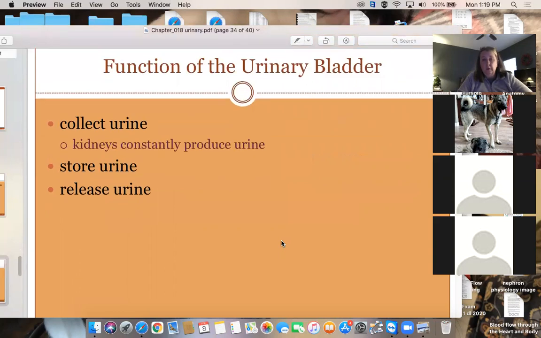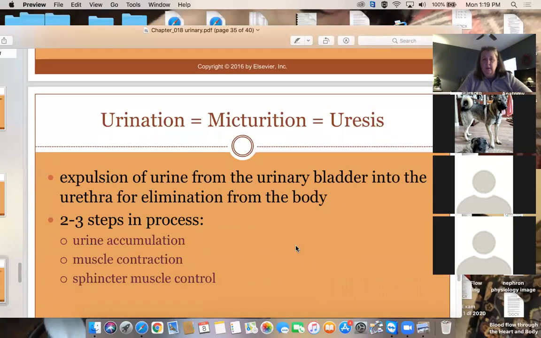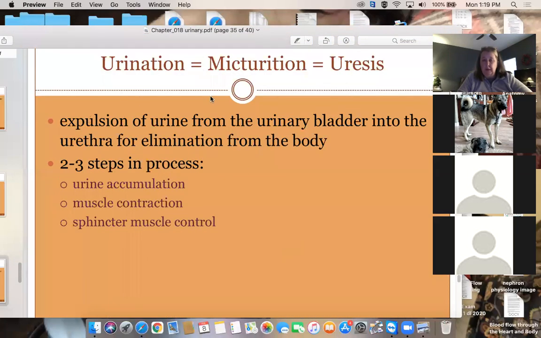So all the urinary bladder does is it collects urine, which is continually made by the kidneys. It will store it, and then once it's full, it's going to release that. Now, the act of urination is called micturition, sometimes called uresis, but to micturate or micturition is the act of urinating.